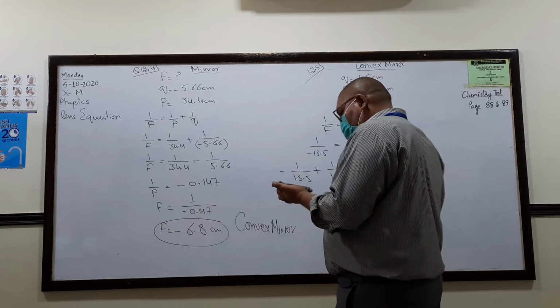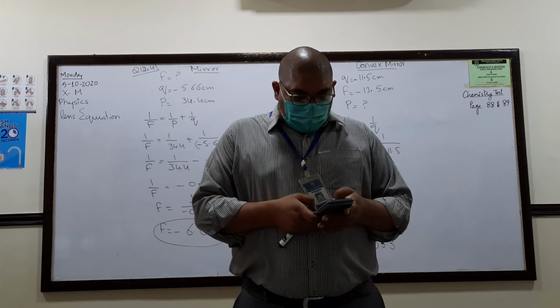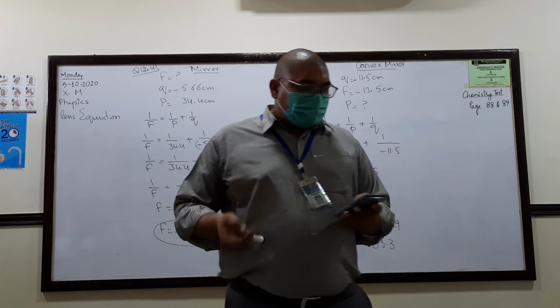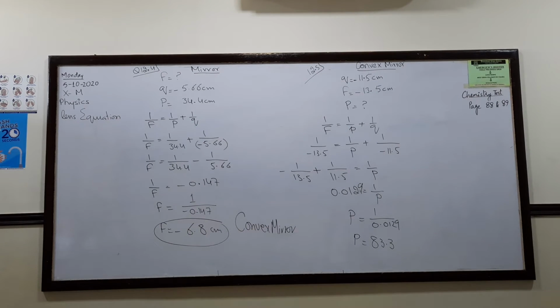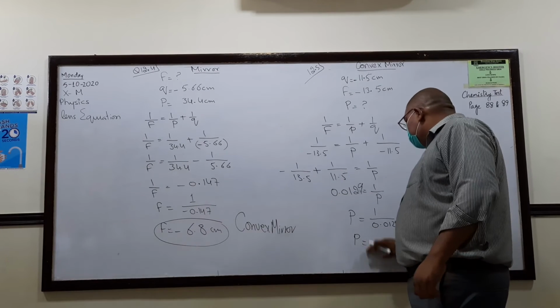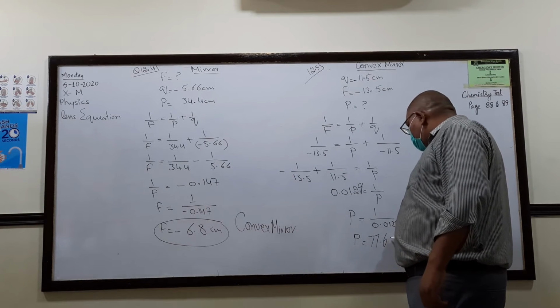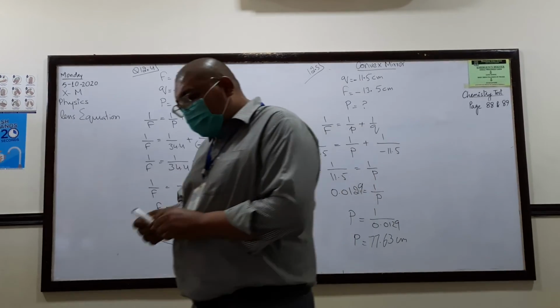Okay? So I will say 1 divided by answer equals. So the answer is 77.625. Now the answer matches with the book.